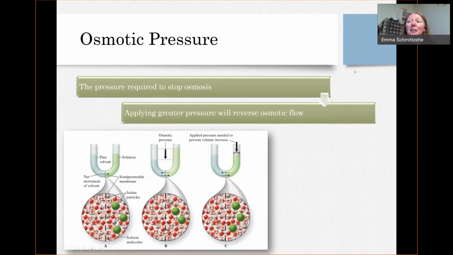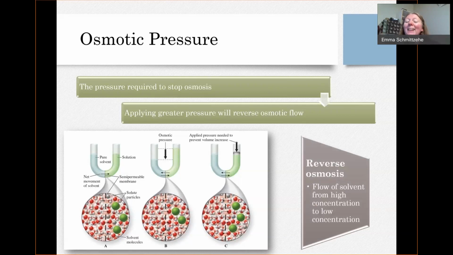And so even if you kept pressing, if you pressed harder, then what's going to happen is actually you'd reverse the process. So you would force solvent back out of that. So you can not only stop the process, you can reverse it by applying some pressure greater than the osmotic pressure. And that actually would be called reverse osmosis.